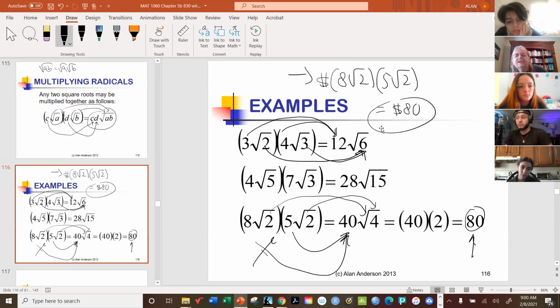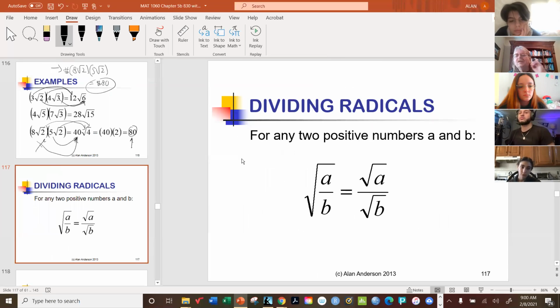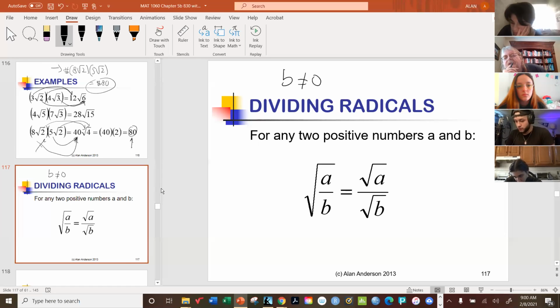All right. So if we can multiply, can we divide? Of course we can. The only constraint, of course, is that b can't be 0. We already know division by 0 is not allowed. And so we can easily split up a ratio into its component radicals. And sometimes, again, this will help us simplify our results.